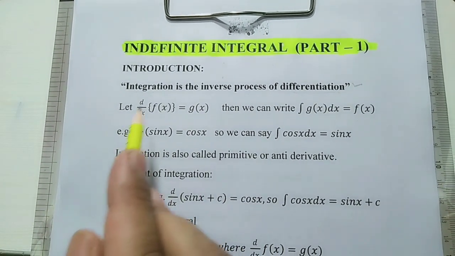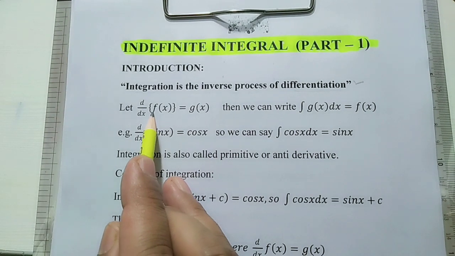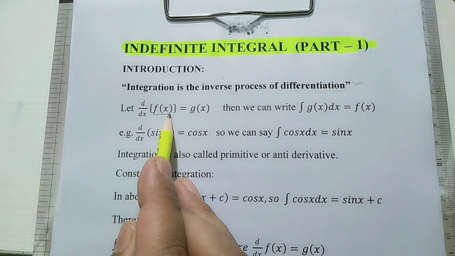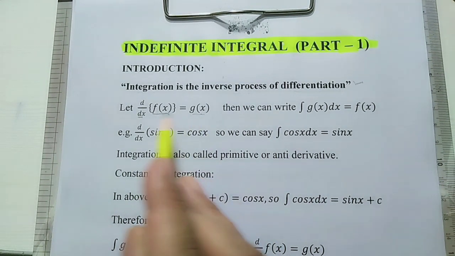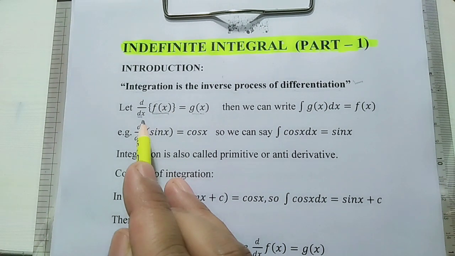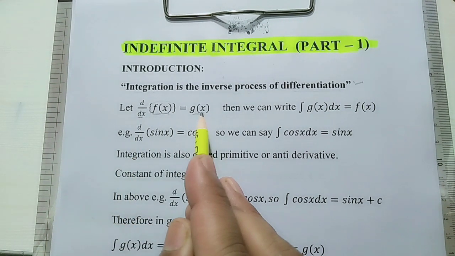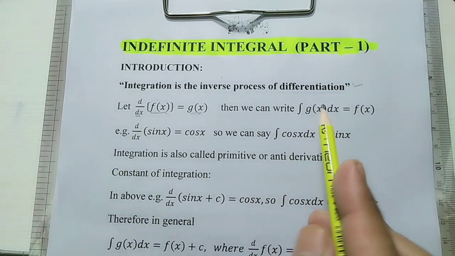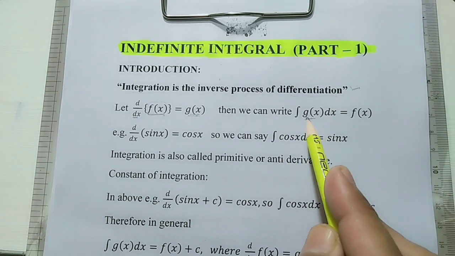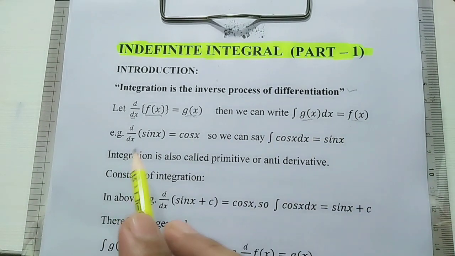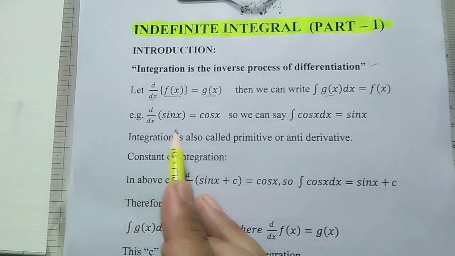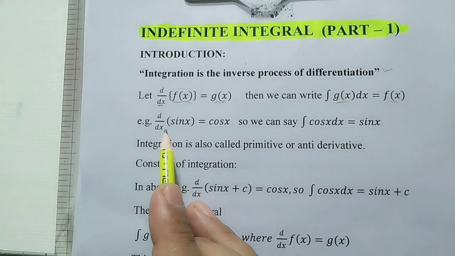So I am giving you an example. Suppose we have a function f(x) and the differentiation of f(x) is g(x). We have a function f(x) and its derivative is g(x). Then we can write that the antiderivative or integration of g(x) will be f(x). Very simple. Try to understand with it.